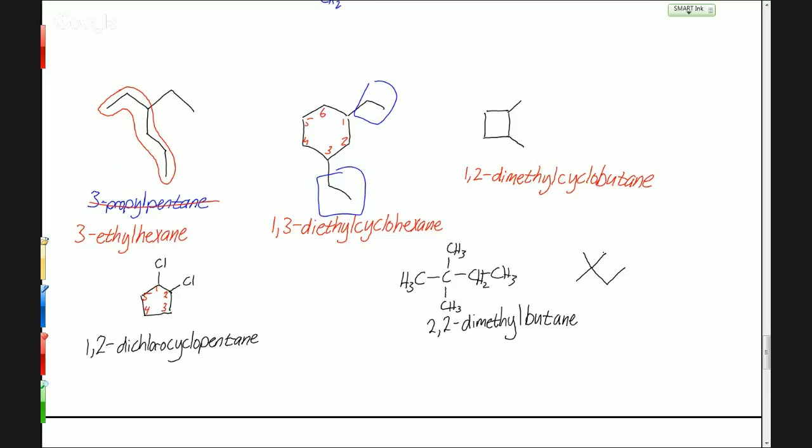Does it matter if you start your lines going up or down? No. So you could draw it also like that. Yeah.